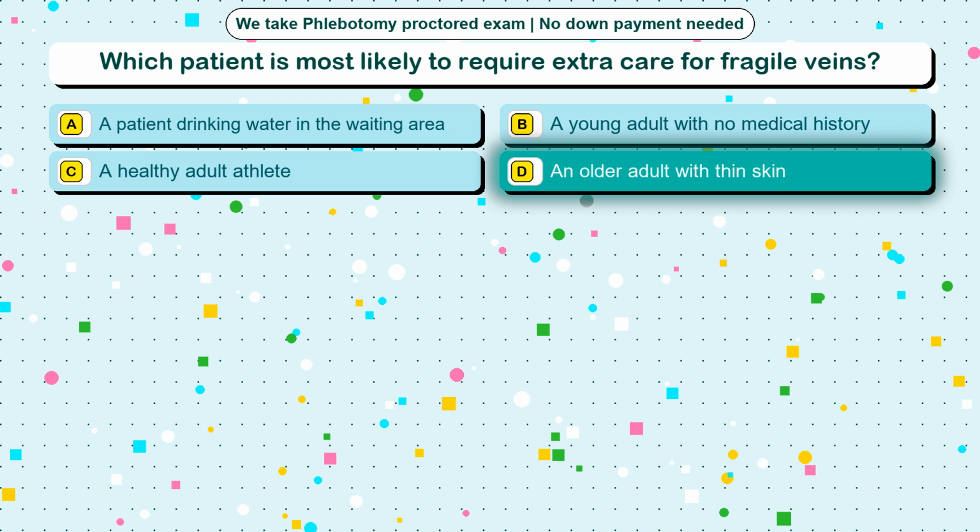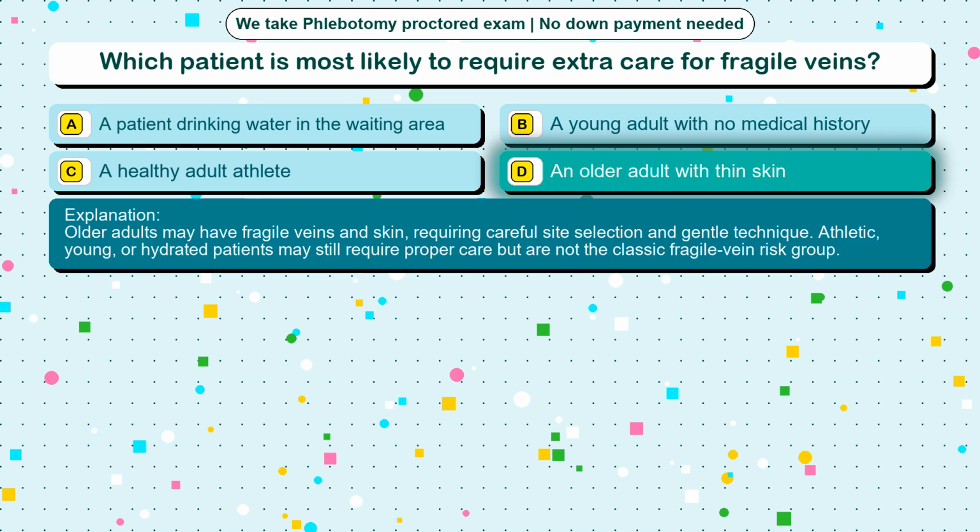The correct answer is option D. An older adult with thin skin. Older adults may have fragile veins and skin, requiring careful site selection and gentle technique. Athletic, young, or hydrated patients may still require proper care but are not the classic fragile vein risk group.